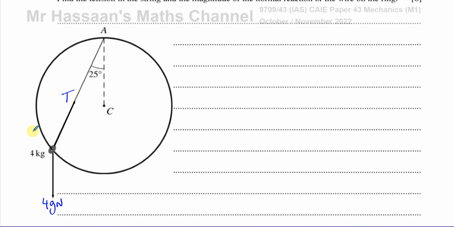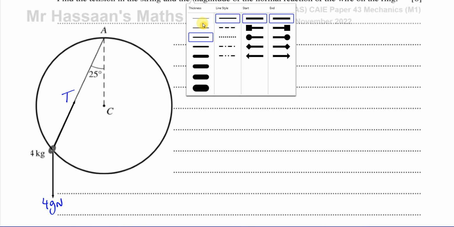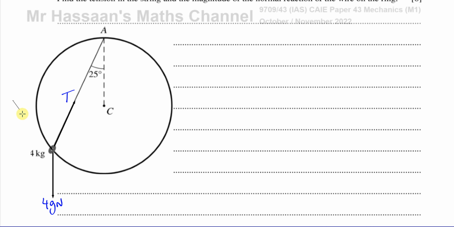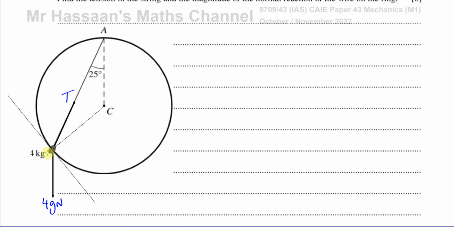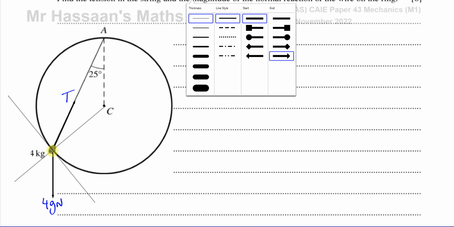So perpendicular to the surface of the wire would be perpendicular to the tangent. The wire at that particular point will have this kind of gradient, and what's perpendicular to that is the line called the normal. That normal line will actually pass through the center of the circle if you continue. So the reaction force is going to act along the line from the center through this point, because that's perpendicular to the surface.